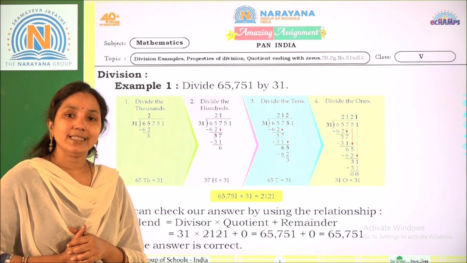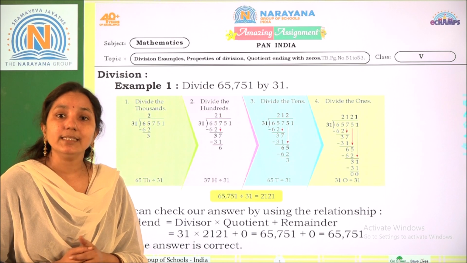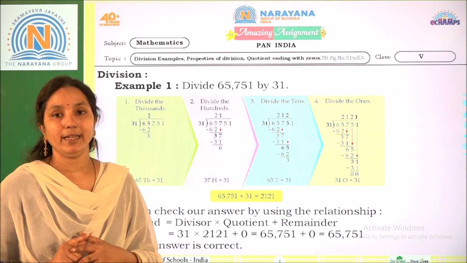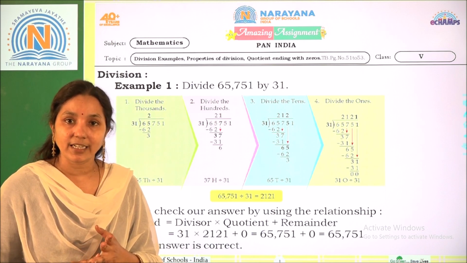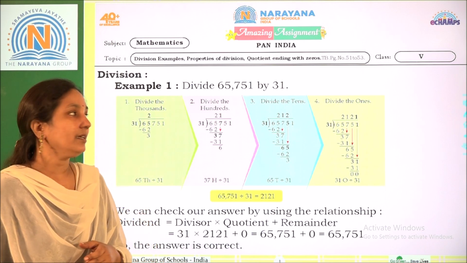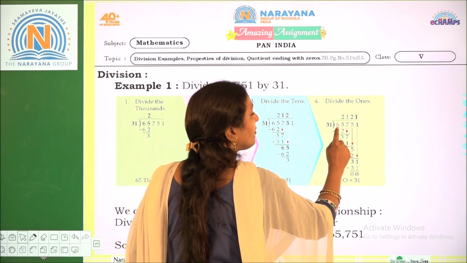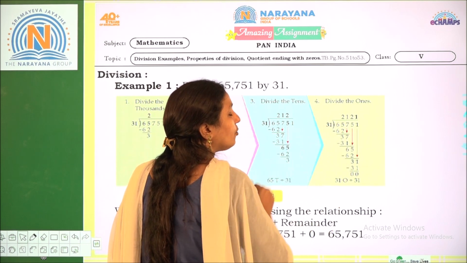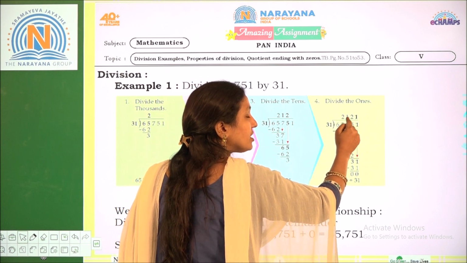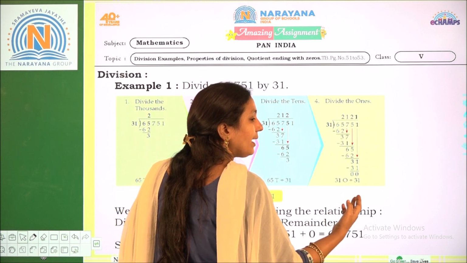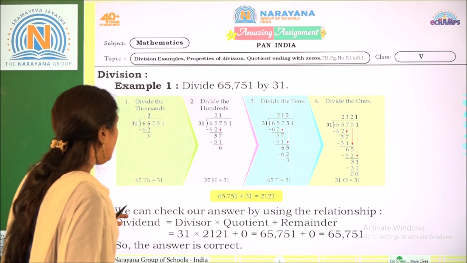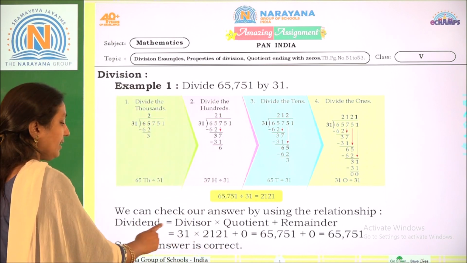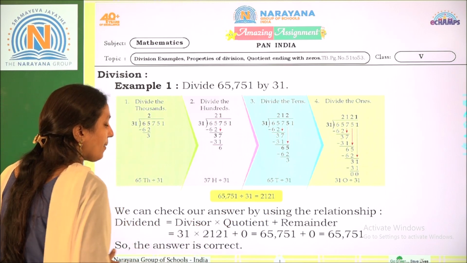To check whether you are doing it right or wrong, you can use one formula in a division sum. The formula is: dividend equals divisor into quotient plus remainder. What is the dividend here? 65,751. What is the divisor here? 31. What is the quotient here? 2,121. What is the remainder? 0. So we can check our answer by using this relationship: dividend equals divisor into quotient plus remainder.